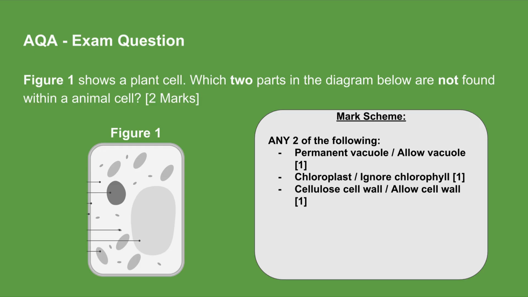So, for example, permanent vacuole. It is allowed for the student to specify vacuole, and that would be allowed. They do not have to suggest the scientific term permanent. However, if the student has said chloroplast, that would have been accepted. But if they'd said chlorophyll, which is the chemical product formed by chloroplasts, that's not an organelle, so that would have been rejected.